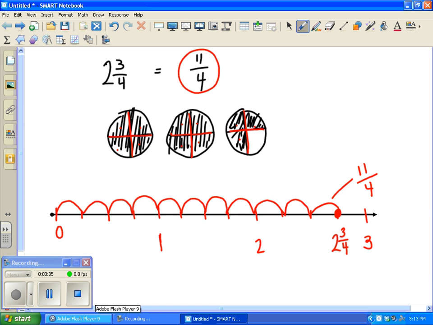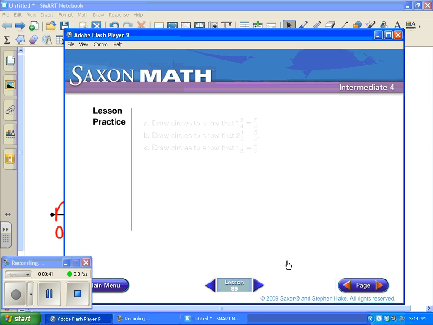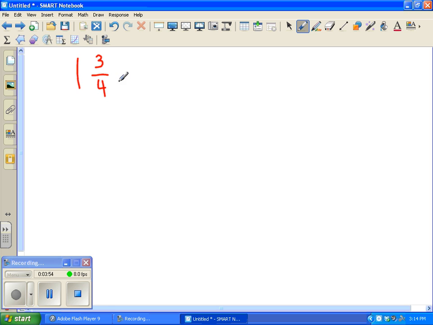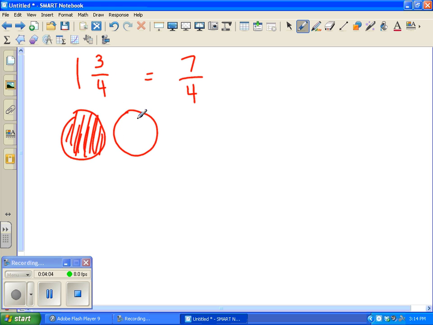And look at their beautiful illustration. Okay, so let's do some more practice. Again, we'll do circles and number lines also. We have to show 1 3/4 equals 7/4. So I'm going to draw 1 whole circle, and I can shade that whole thing in. I'm going to do 3/4 of another circle, so I have to divide it in fourths and shade 3 of those.